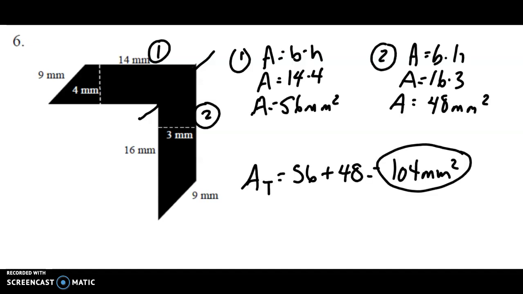All right, I got 104. The first parallelogram was 56 square millimeters, and the second one was 48 square millimeters for a total of 104 square millimeters. When you're doing your homework, take your time and do one problem at a time.